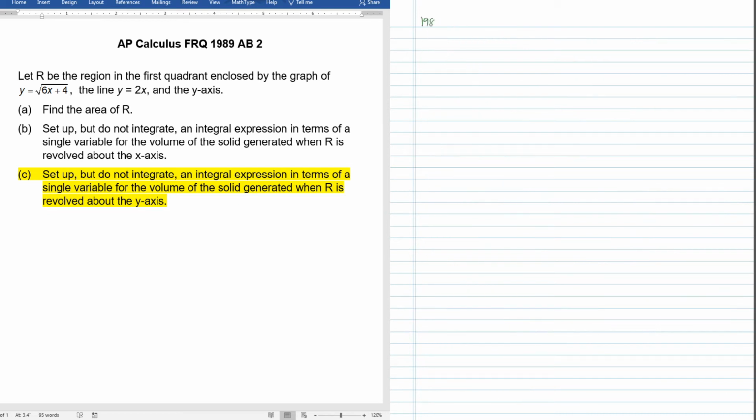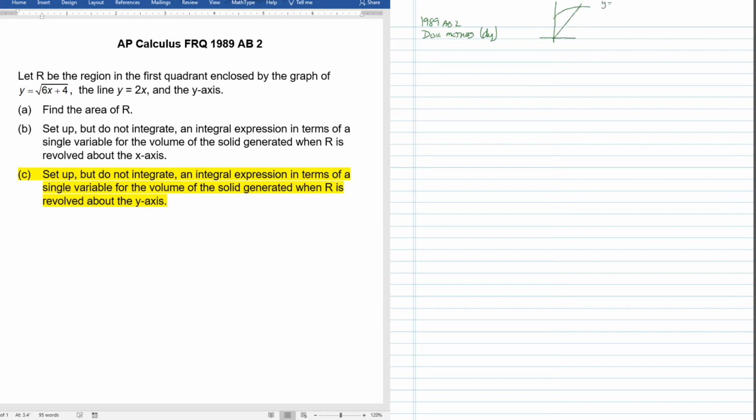Alright, we're going to finish up 1989 AB number 2, but this time we're going to look at it from a disk method, because the shell method was dx. This will be a dy problem, and that will require us to realize that we're going to have to do a little rewriting of the graphs.